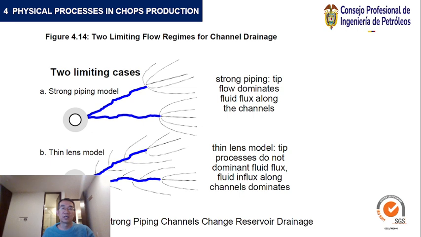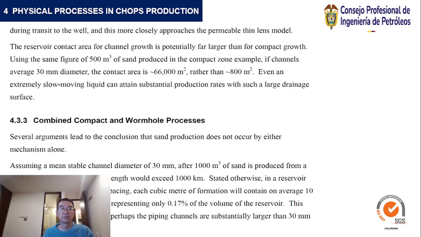This picture shows two limiting flow regimes for channel drainage. During transit to the well, this more closely approaches the permeable thin lens model. The reservoir contact area for channel growth is potentially far larger than for compact growth.